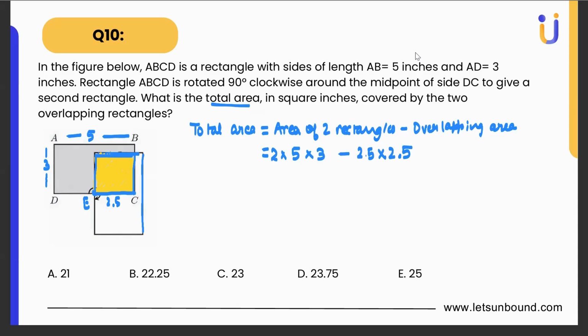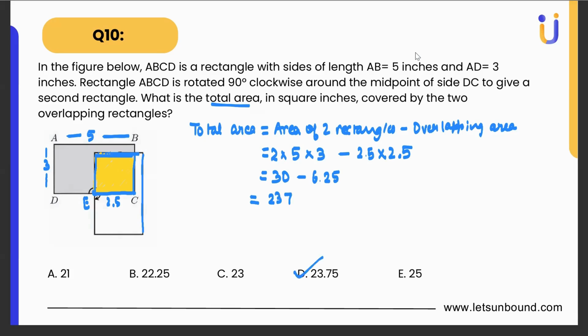So all I have to do is remove the overlapping area, which is the square, and add the area of the two rectangles. This is 2 times 5 times 3, which is 30. And I'm subtracting 2.5 times 2.5, which gives me 6.25. 30 minus 6.25 will give you 23.75 as your answer.